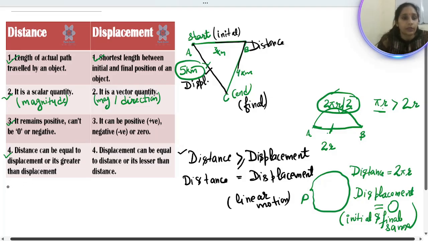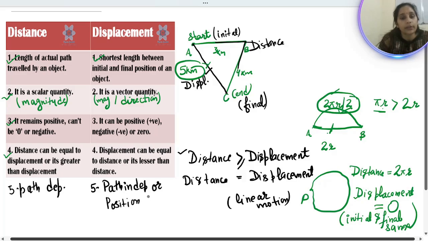Now, one more point we can add here. I already told you that in the displacement, we are looking for the initial position and final position. But in the case of distance, we are only looking for the path which is followed. So distance depends upon path, but displacement is path independent. Or we can also write that displacement is position dependent, because it depends upon the initial and final position.